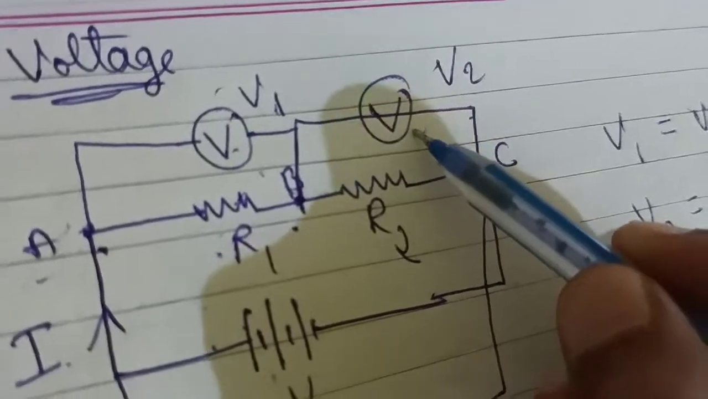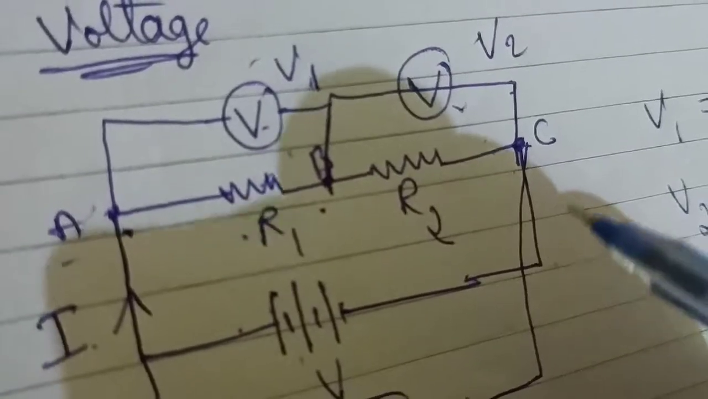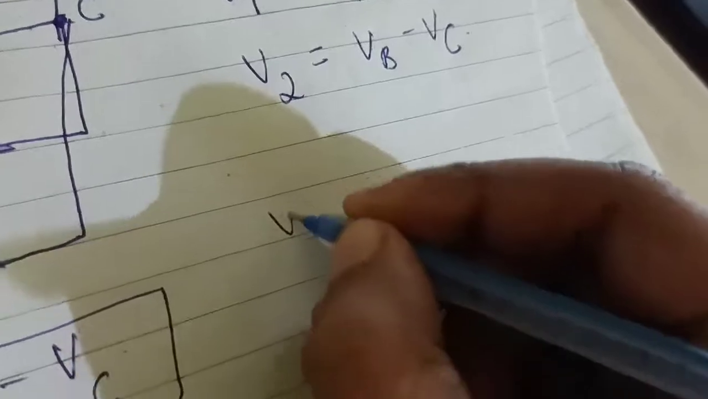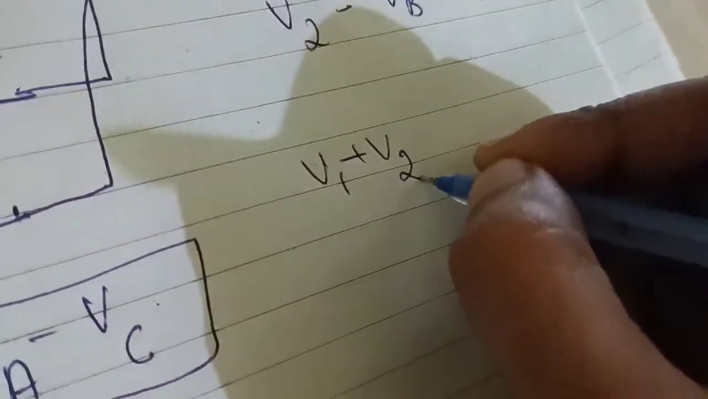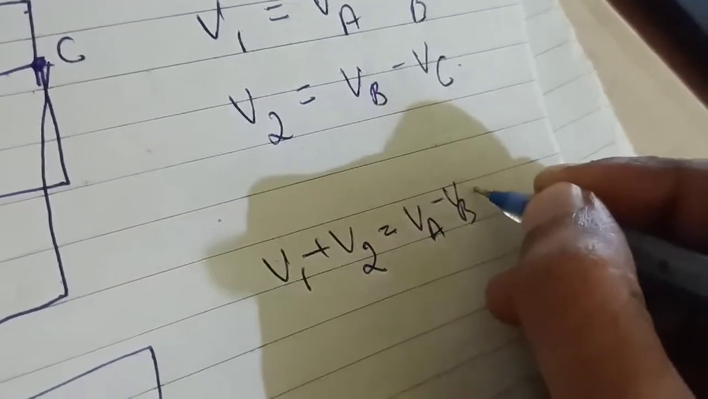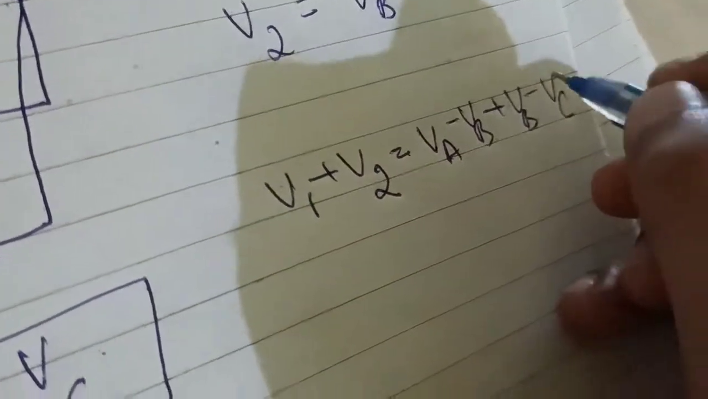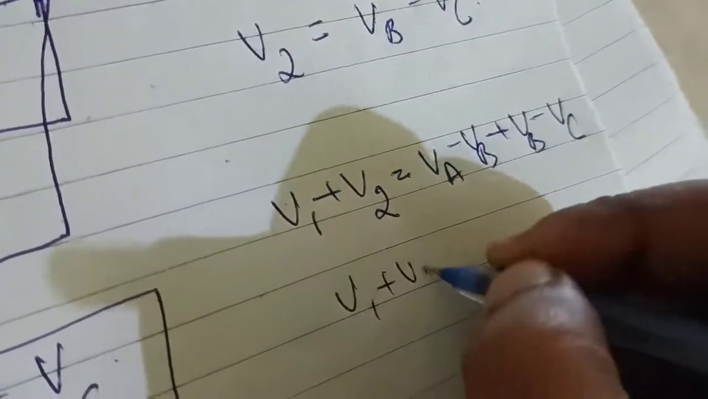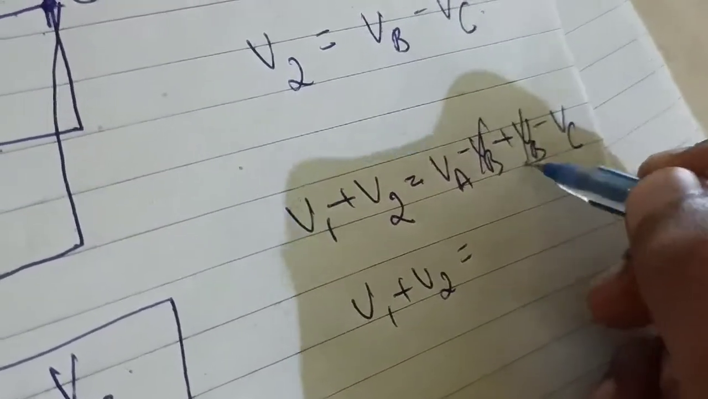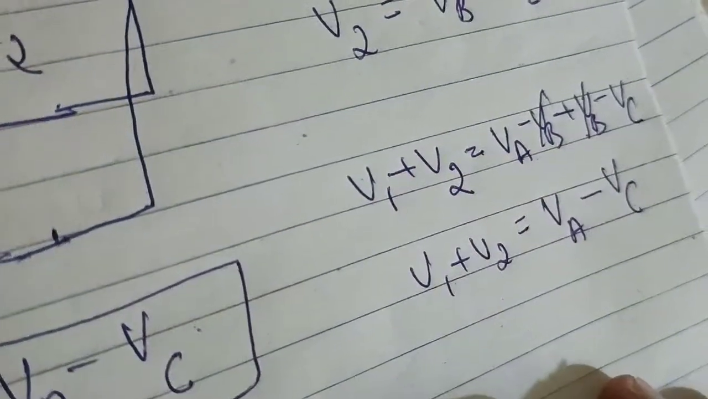Now what we will do, let us add these potentials. Okay, so if you add, V1 plus V2 will give you VA minus VB plus VB minus VC, isn't it? So V1 plus V2 equal to VA minus VB plus VB minus VC, and VB minus VB gets cancelled. So what did you get? VA minus VC.